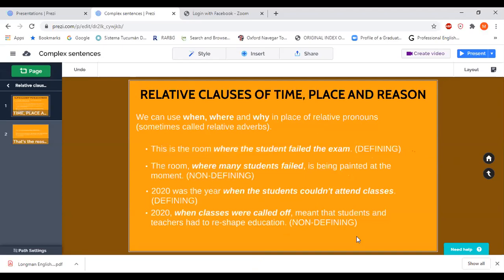2020, when classes were called off, meant that students and teachers had to reshape education. And in this second example, this is a non-defining clause. You can see this at the first glance by the use of commas. And when you analyze the sentence, you can also understand that the meaning is that students and teachers had to reshape education in 2020. And an extra piece of information is given and it is that in this year, classes were called off. Do you know the meaning of called off?